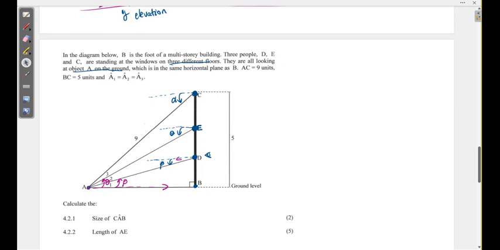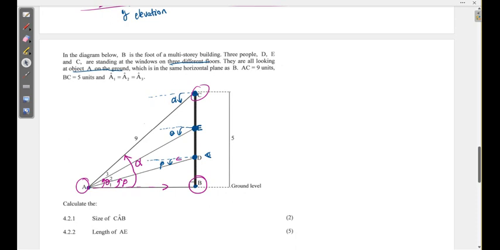So that they could see E. This one is the angle of depression. Where will the angle of elevation be? It will be that big angle there. We can call it alpha because it will be equal to this one. So that is how the angle of elevation and depression works. Now they tell you that AC is 9 units, BC is 5 units, as you can see there. Angles A1, A2 and A3 are equal. Wow, very nice. So A1 is equal to A2, which is equal to A3.